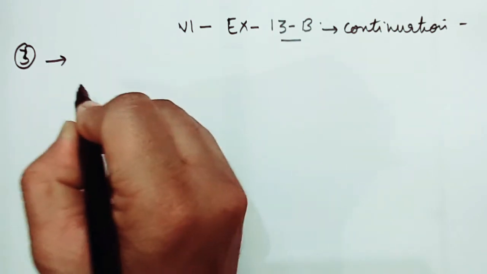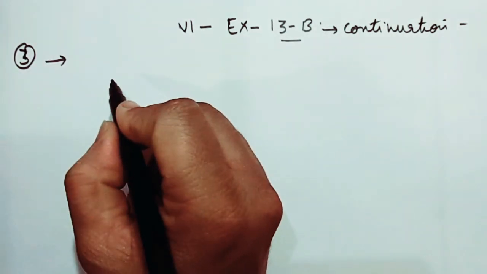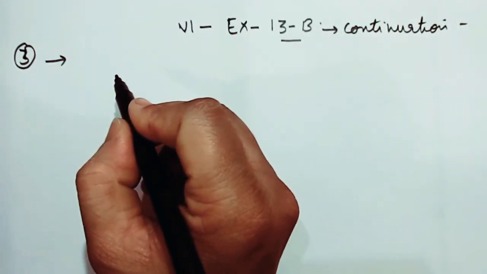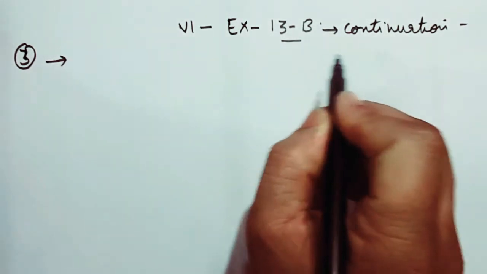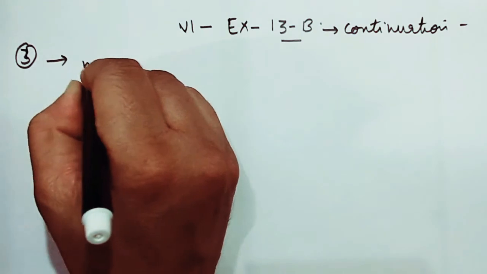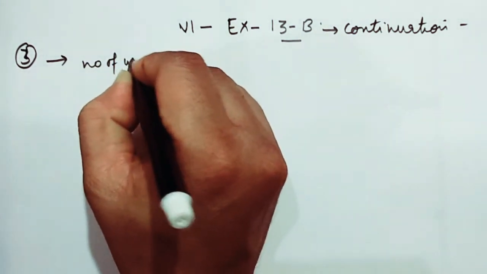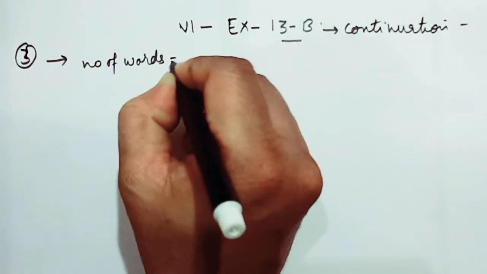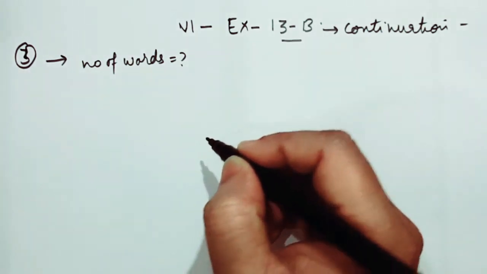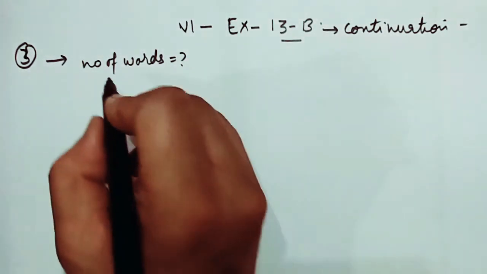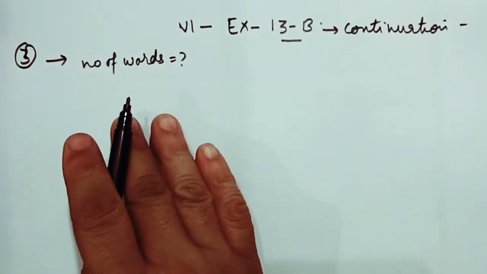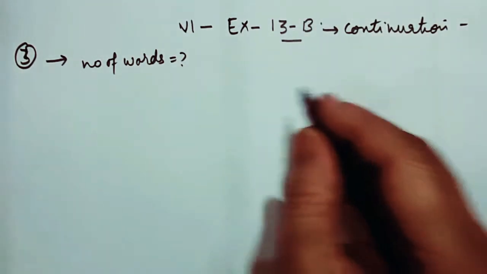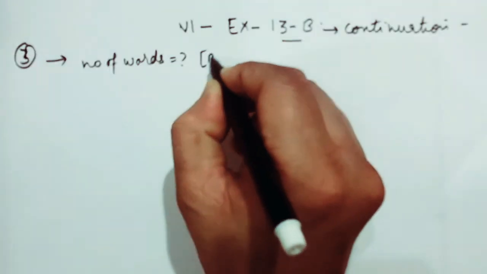So in number 3, Geeta Ji typed 108 words in 6 minutes. How many words would she type in half an hour? So they are asking you the number of words. As I told you, if you are being asked to find the number of words, that should be on the RHS, on the right hand side.